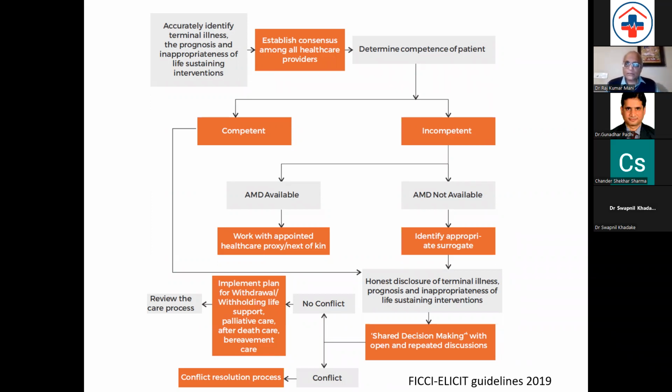the so-called FICCI-ELICIT guidelines, which incorporate the presence or absence of AMD, Advanced Medical Directive. We are obliged to ask the family, does the patient have one? Now, an Advanced Medical Directive becomes operational only when the patient loses capacity. So assessment of the patient's capacity or lack of capacity to involve himself or herself in a decision-making dialogue is essential. That is the starting point. If you don't have an AMD, which is what is happening in nearly 99 or more percent of cases, but eventually, the number of people holding an AMD is going to increase. This is how it evolved elsewhere in the world. So if you don't have one, then you work with the family. If you don't have an appointed surrogate, you work with the next of kin, or most importantly, with the spouse, and so on and so forth.